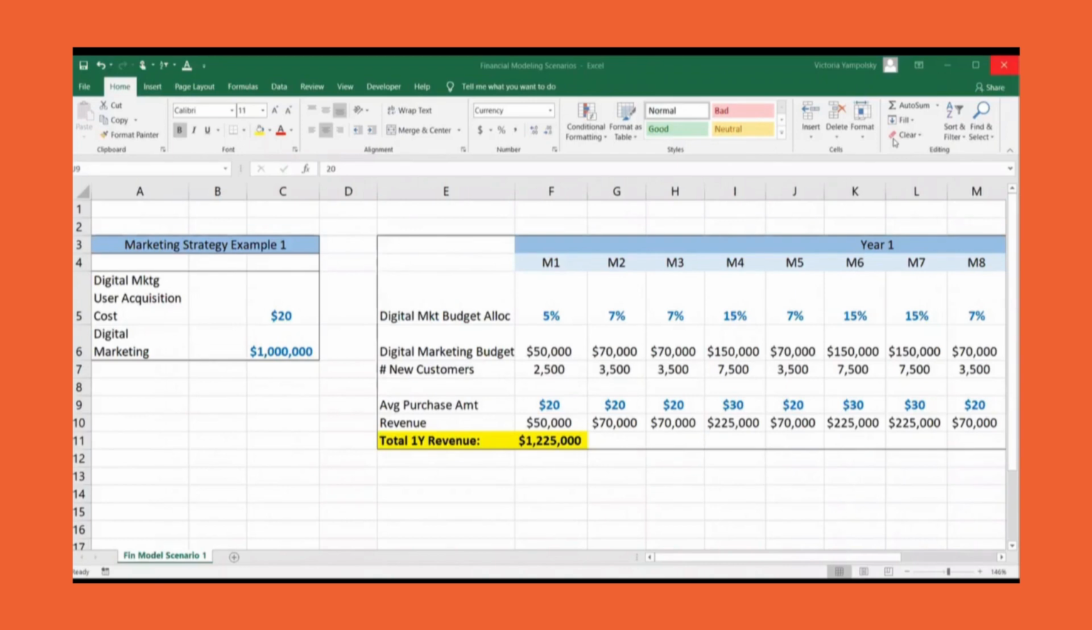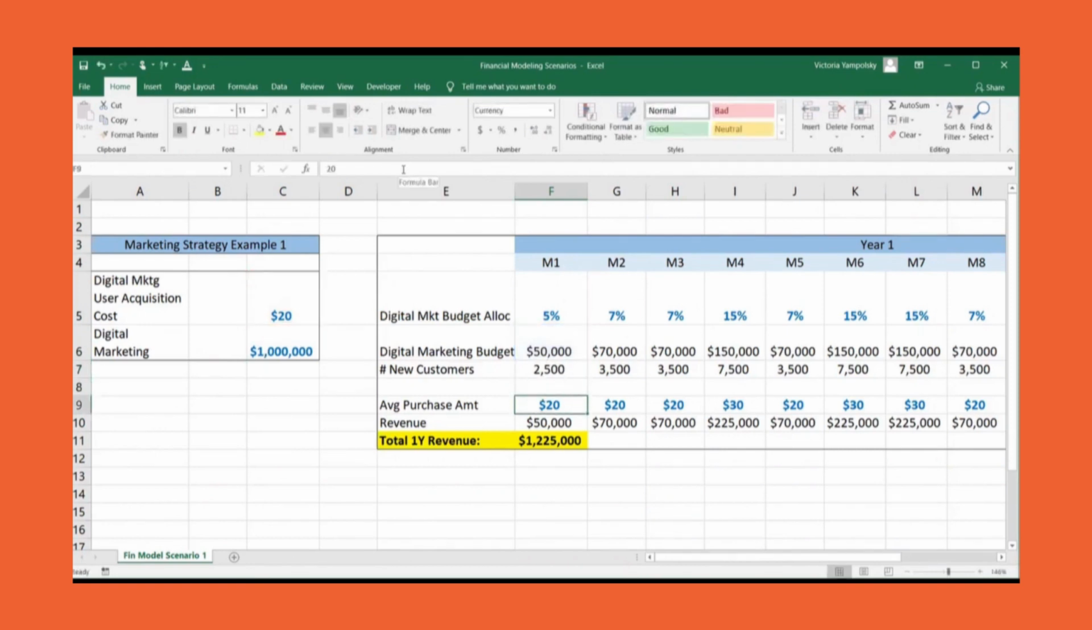So here we're going to see how we're going to model this. We see all the assumptions in blue. The digital marketing user acquisition cost is $20. The digital marketing budget for the first year is $1 million. Here we have the seasonal allocation, more in those months where we expect more traffic. The digital marketing budget per month is calculated as the annual budget times the allocation for that month. The number of new customers is calculated as the digital marketing budget for that month divided by the acquisition cost. We are rounding it down using the floor function to be more conservative and because we can't have partial people.